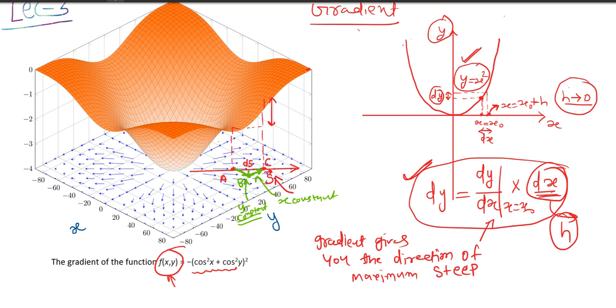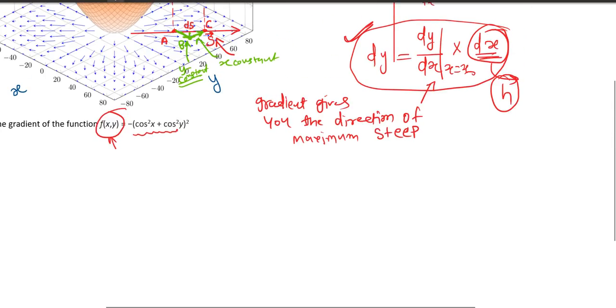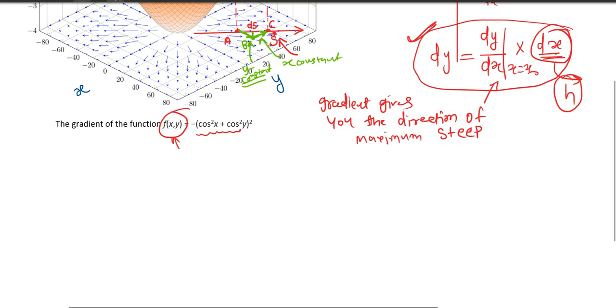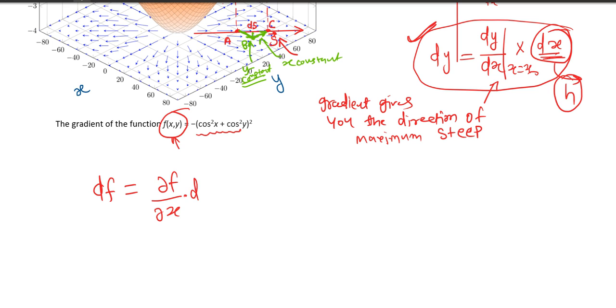Okay, so the total change when I'm going from point A to point C, the total change in this function value, let's say this is h, is equal to the sum of the difference in the function value while I'm going from point A to point B plus going from point B to point C. So I can write this change in function df as delta f by delta x into dx.